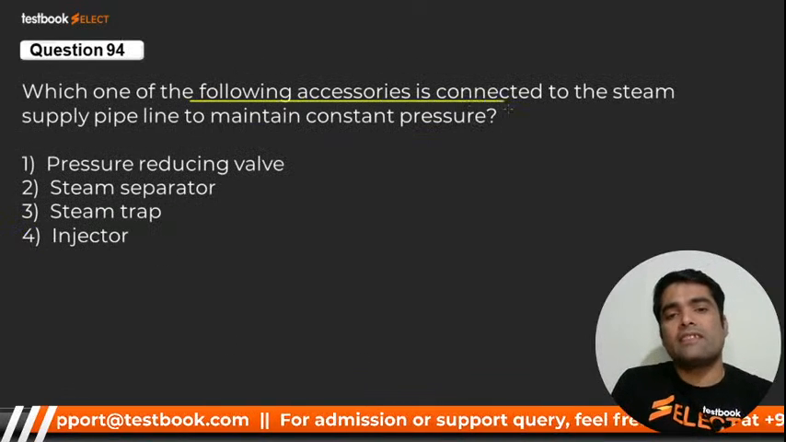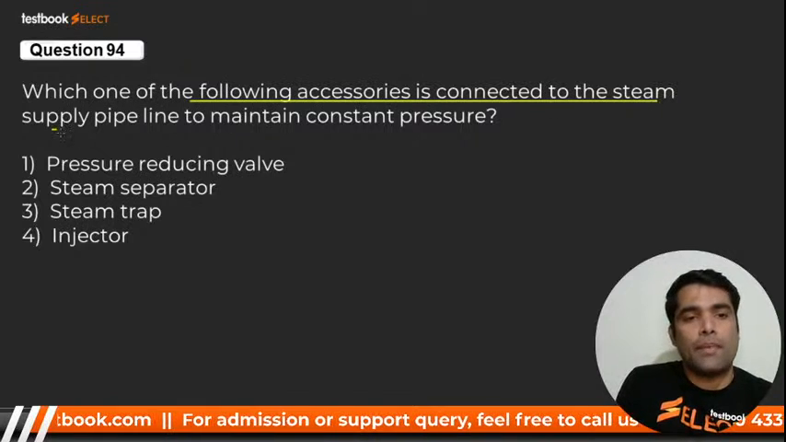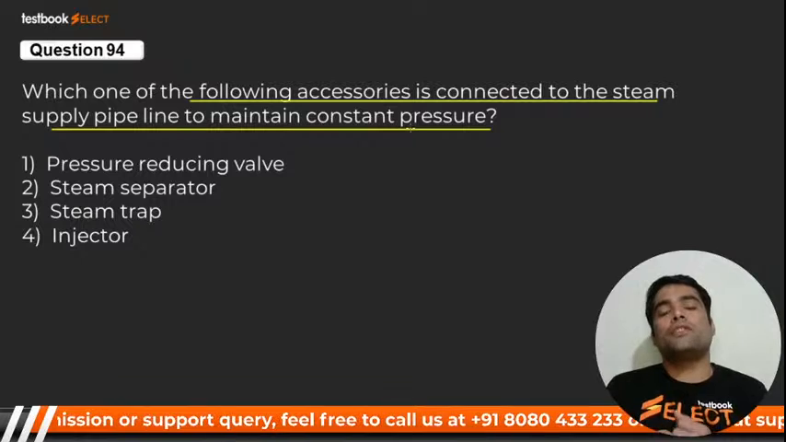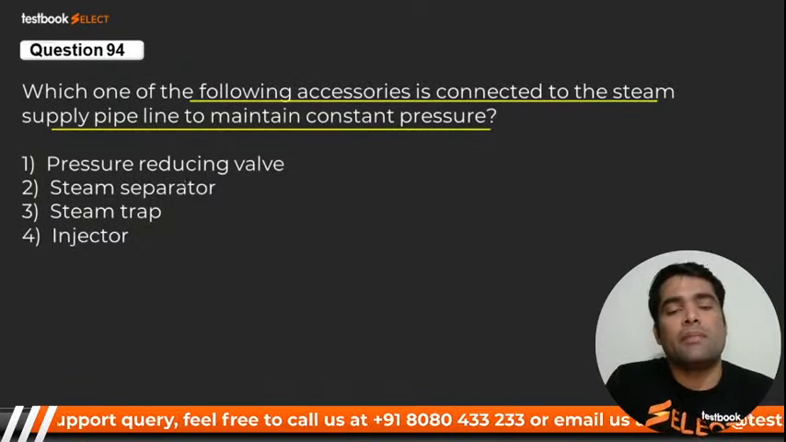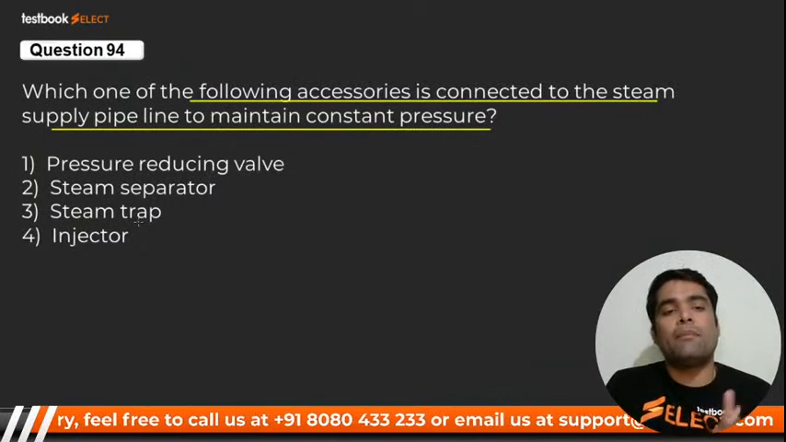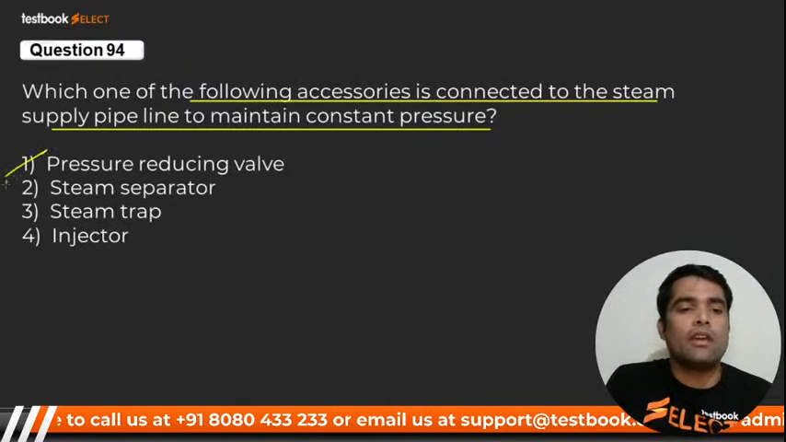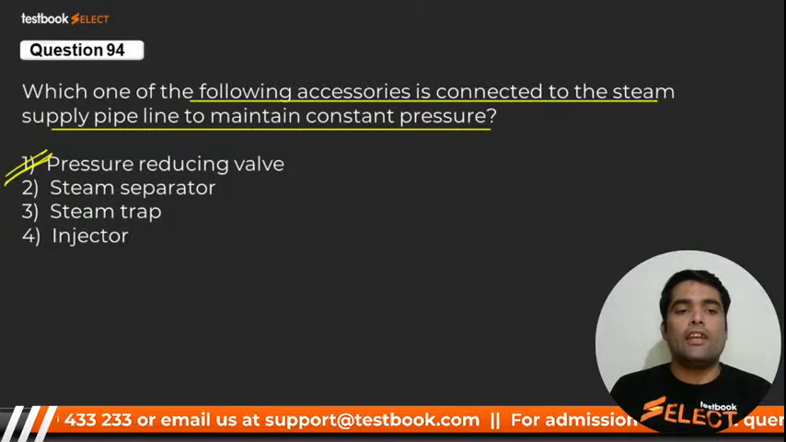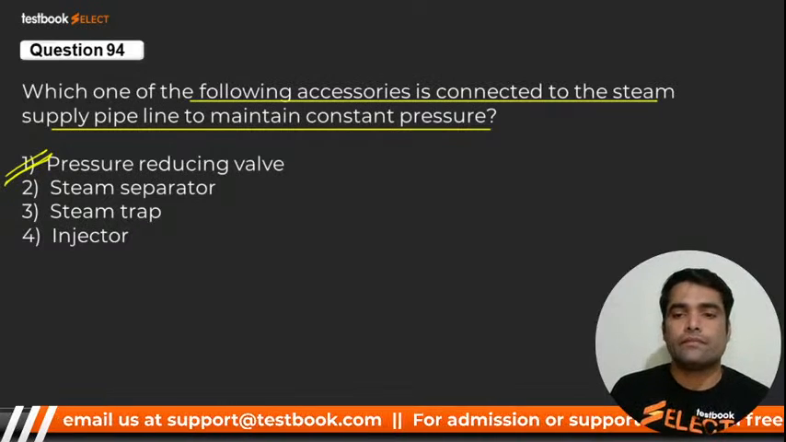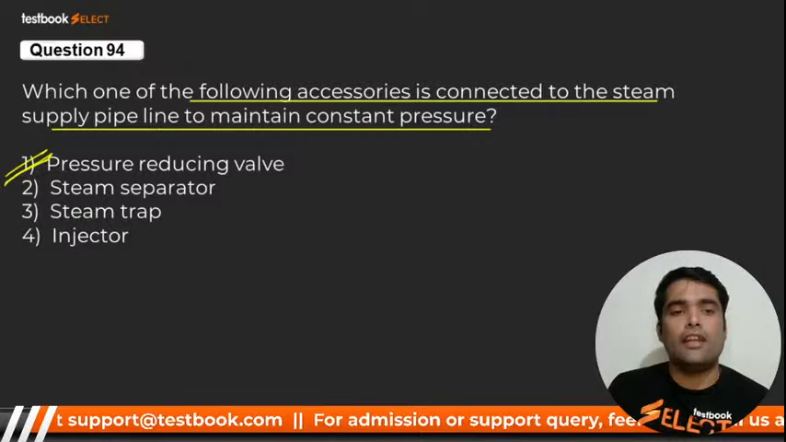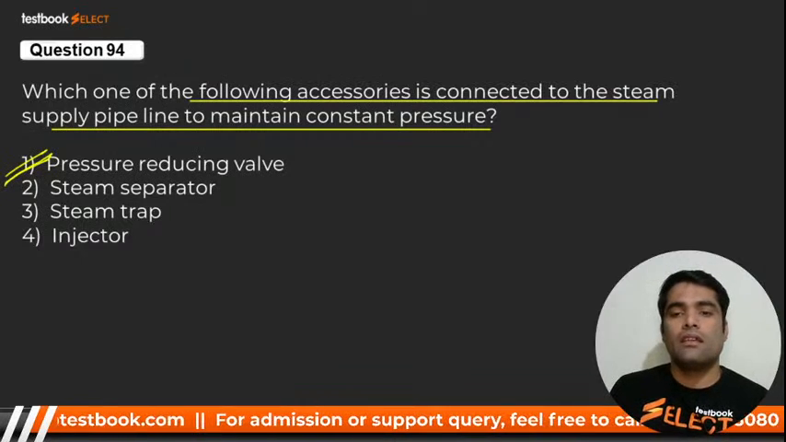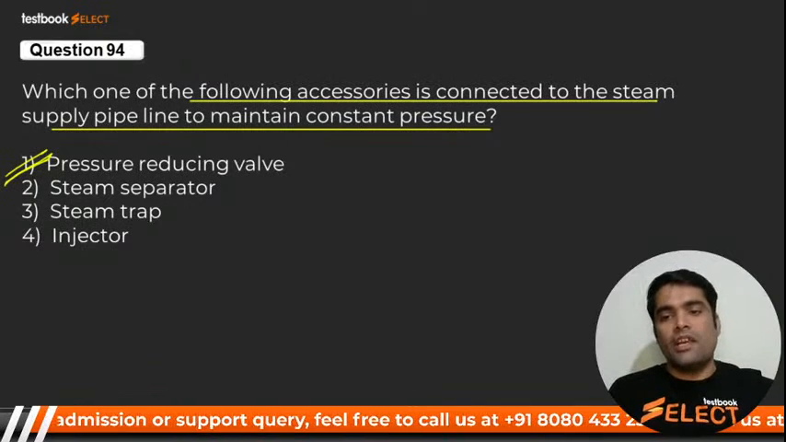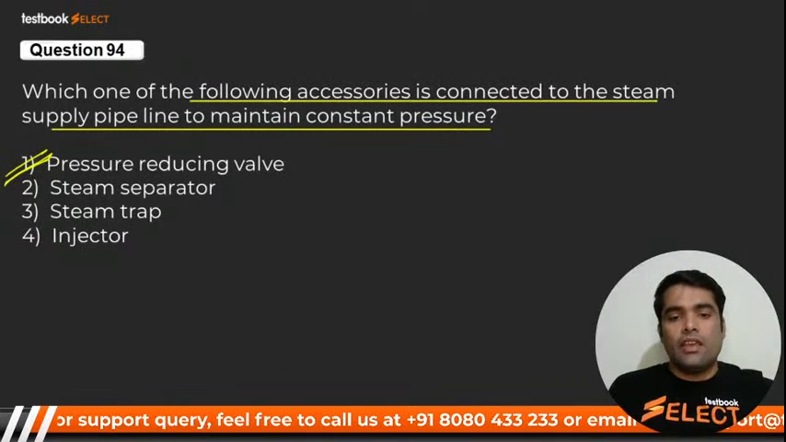Here we go for next. Which one of the following accessories is connected to steam supply pipeline to maintain constant pressure? Who will maintain constant pressure? Not steam separator, it separates. Steam trap is not it, injector is not it, so who remains? Very good. The answer to 94 is none other than the pressure reducing valve, okay.